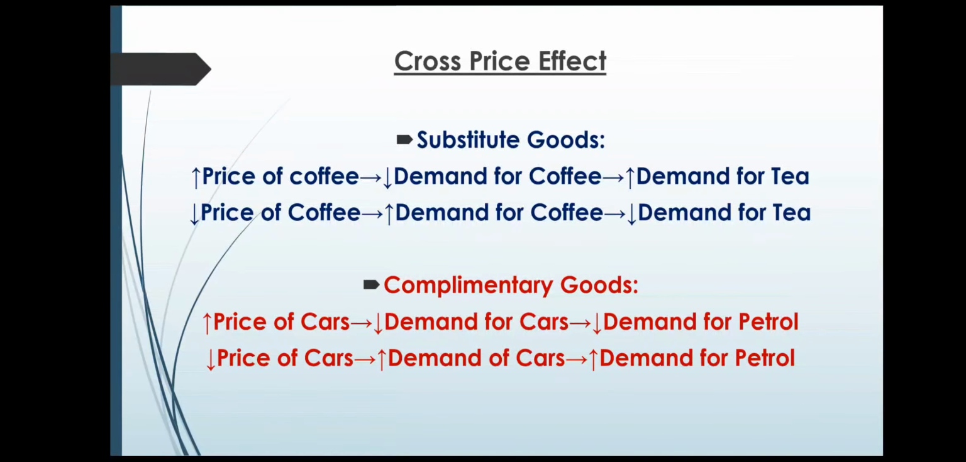So this was about complementary goods, and whenever we see one good, or rather the price of one good affecting the demand for another, this entire effect is known as cross price effect, and we are able to see cross price effects in two types of goods, that is substitute goods and complementary goods.